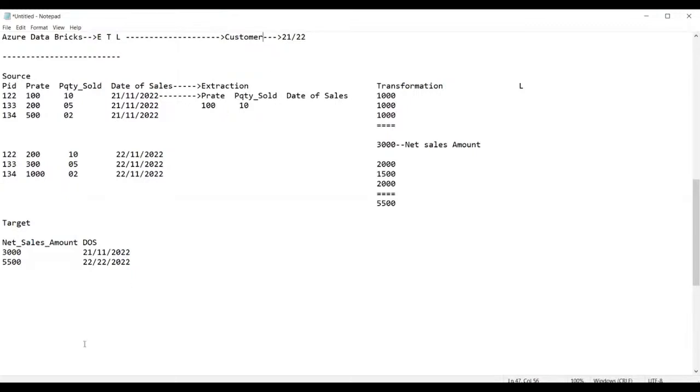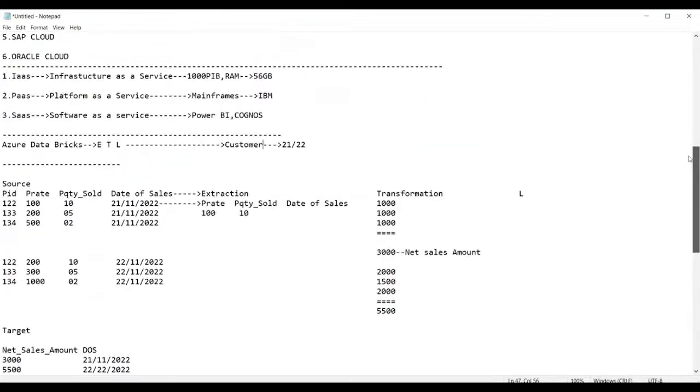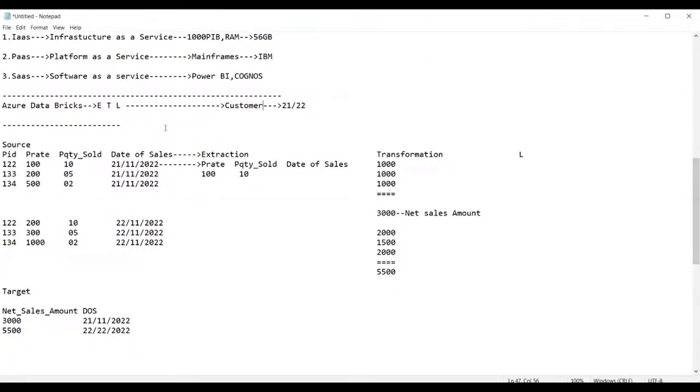Am I right, guys? Everyone? This process is called the process of what? Extraction, transformation, and loading. And this is done by using Azure Databricks here. It is done using the service called Azure Databricks, where extraction, transformation, and loading of data is done by Azure Databricks. Clear, all of you now?